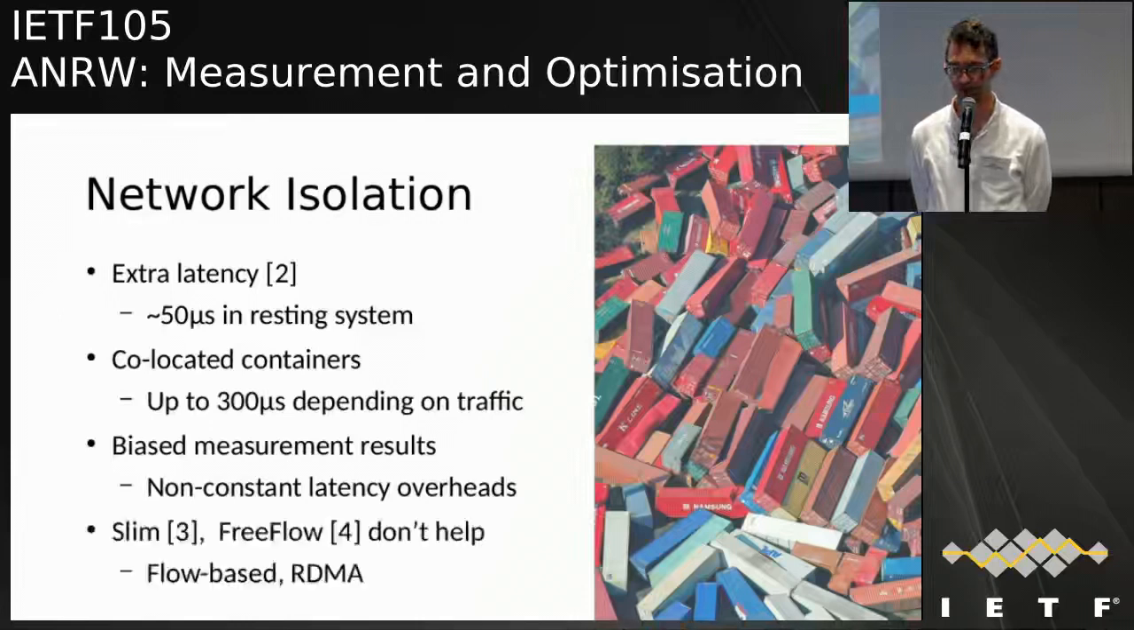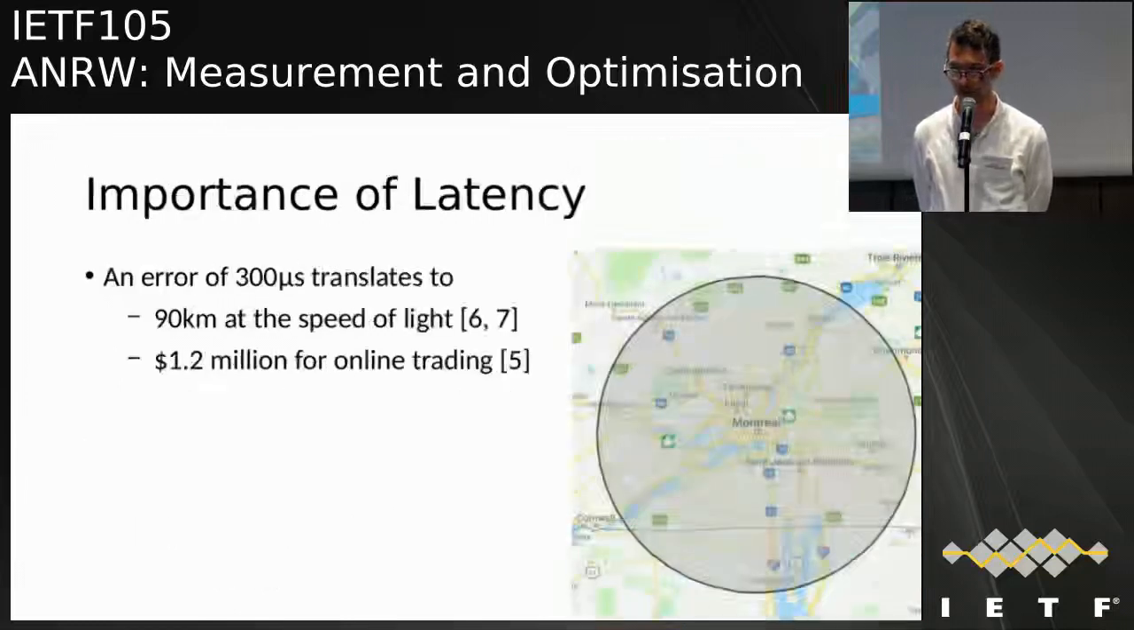latency overheads. And we observed that there's a lot of work going into trying to solve this problem of the latency overhead in containerized network virtualization systems, such as SLIM and FreeFlow, but these efforts, for the most part, don't really have any benefit for internet measurement. SLIM in particular uses flow-based virtualization, and FreeFlow requires specialized RDMA hardware and drivers on both endpoints. So in the context of internet measurement, neither of these solutions is really very useful.